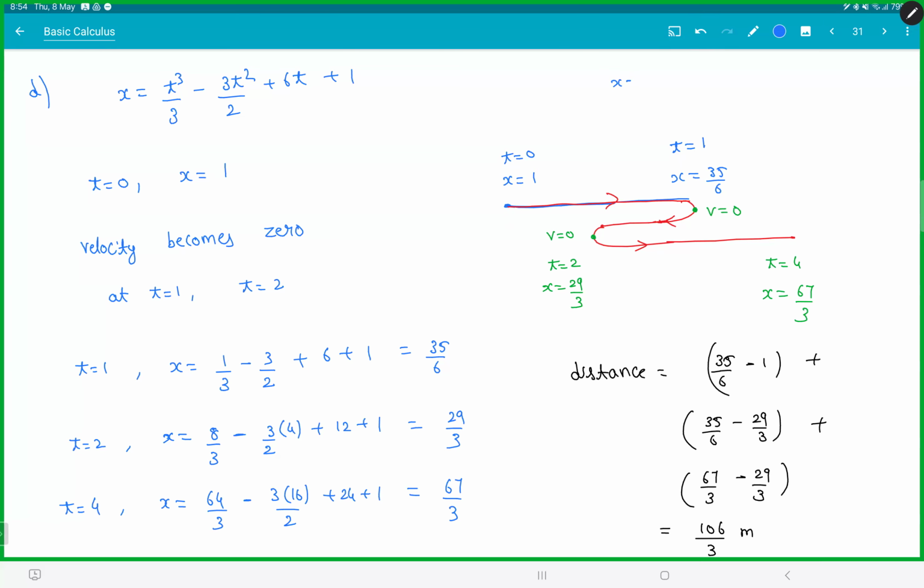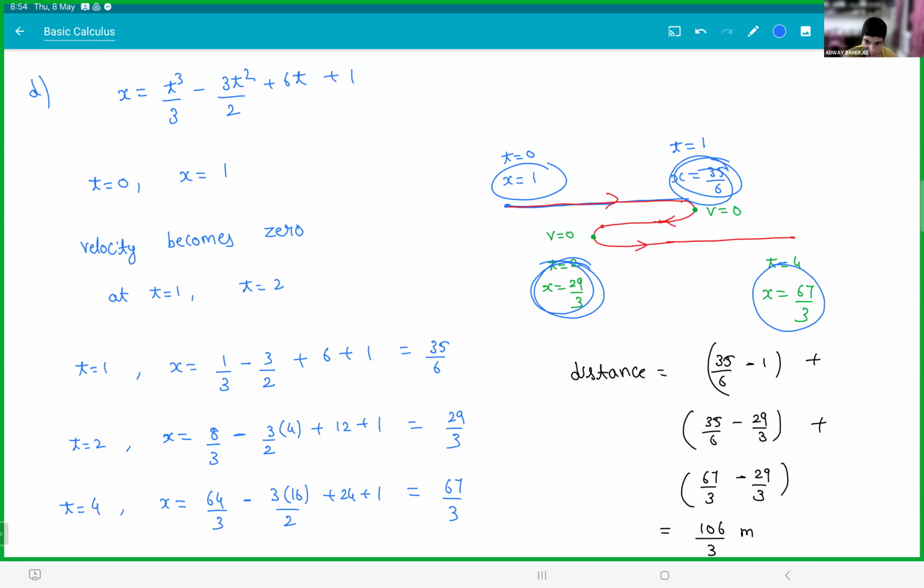If I say x is equal to 2 and x is equal to 4, can't you find the distance between 2 coordinates? Yes, sir. So 1 and 35/6, 35/6 and 29/3, 67/3 and 29/3. Just subtract them. So then, sir, what was x actually? It was the x coordinate.